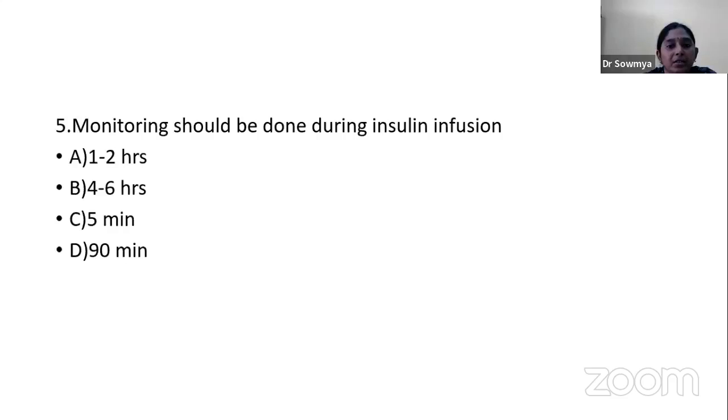Whenever the patient is on insulin infusion, how frequently do we have to monitor the blood sugars? Every 1 to 2 hours, or 4 to 6 hours, or every 5 minutes, or every 90 minutes. So what is the frequency of monitoring? Most of them are answering correctly here. It is 1 to 2 hours.